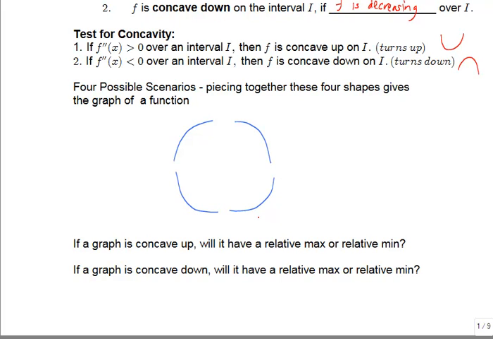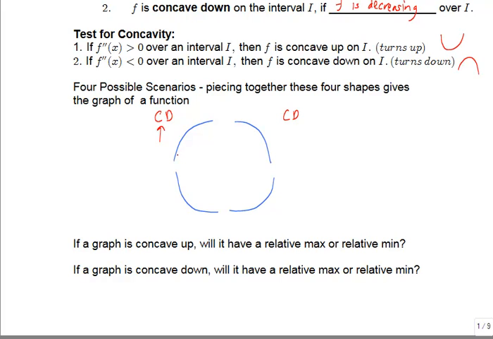And by piecing together these 4 different shapes, you create every possible graph that would be out there. So these top 2, if you joined them together, would form that hill shape. So these are both concave down. The difference between them is that this shape on the left is an increasing graph because it's rising up.